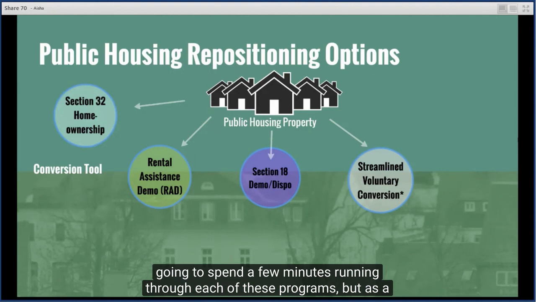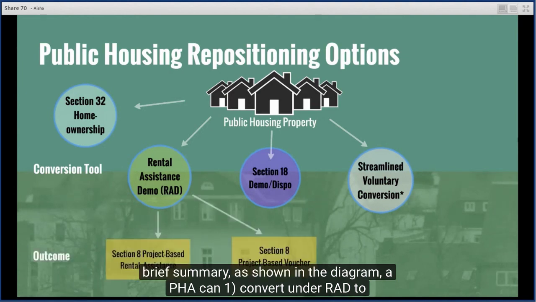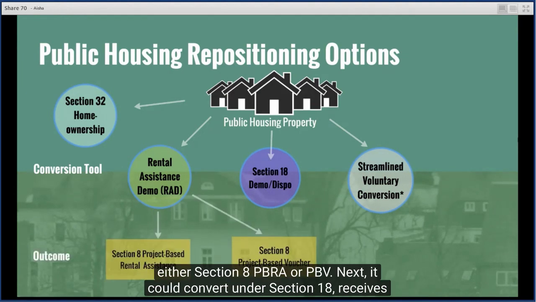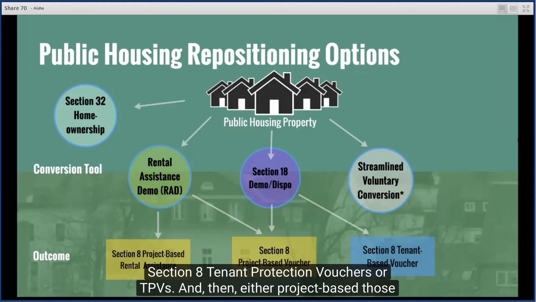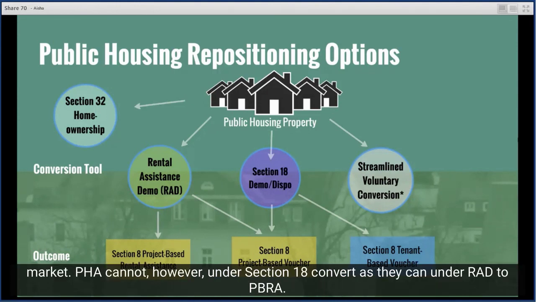We're going to spend a few minutes running through each of these programs, but as a brief summary, as shown in the diagram, a PHA can first convert under RAD to either Section 8 PBRA or PBV. Next, it can convert under Section 18, receive Section 8 Tenant Protection Vouchers, or TPVs, and then either project-base those TPVs or issue the TPVs to the residents so that they may find housing in the private market. A PHA cannot, however, under Section 18, convert as they can under RAD to PBRA.